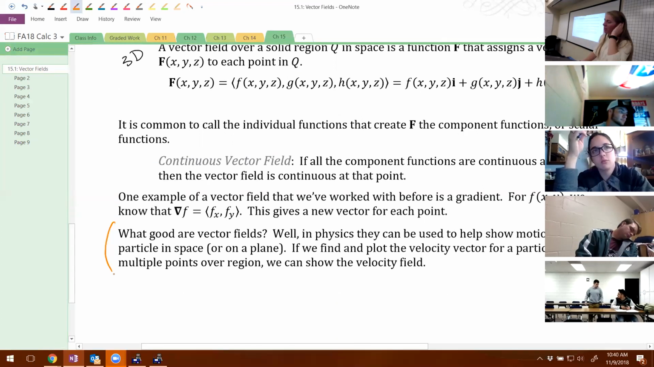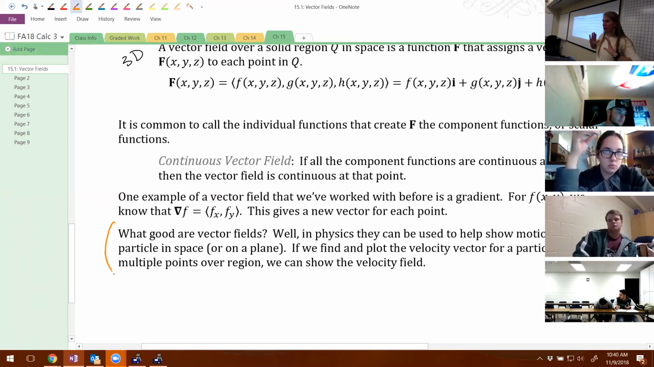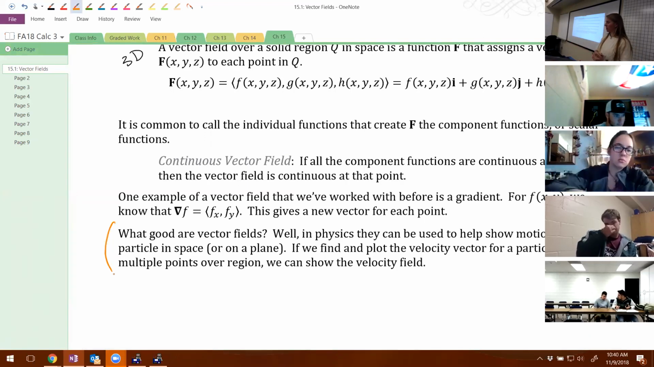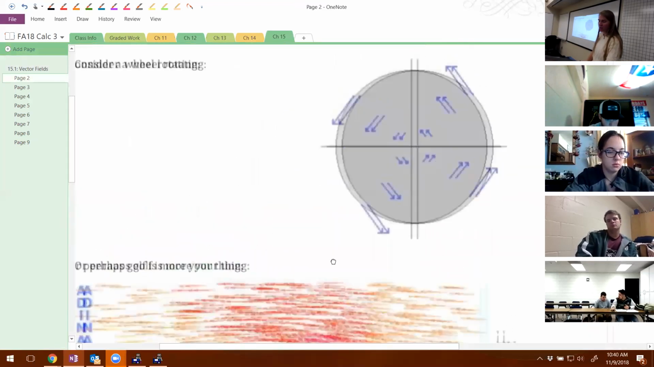This is part of the paragraph here. Many times we use them to show how motion is moving over a plane or in space. We'll look at some examples. We'll have some pictures in a minute, but it's showing how things change. The first picture I have on the next page is a very, very simple one.